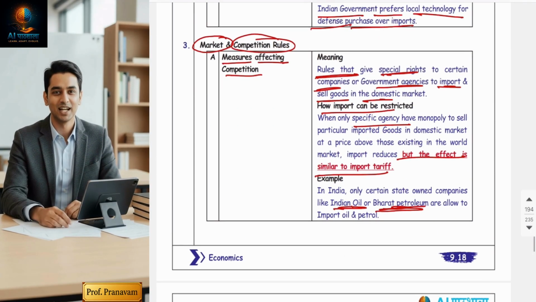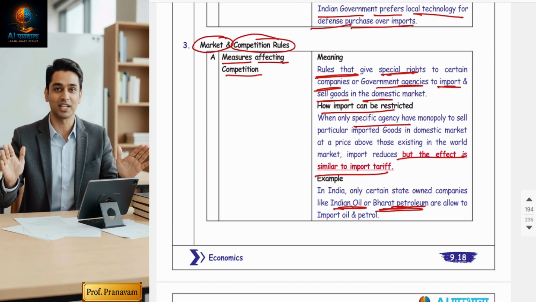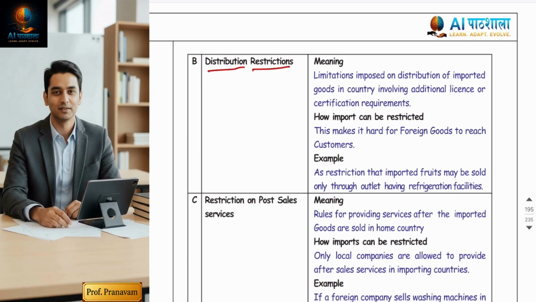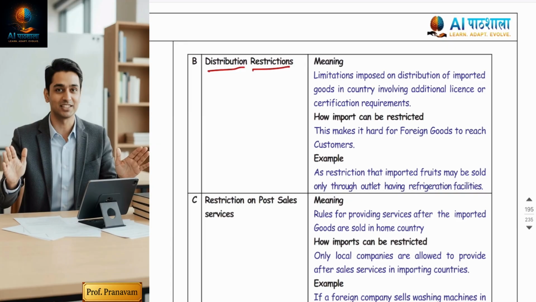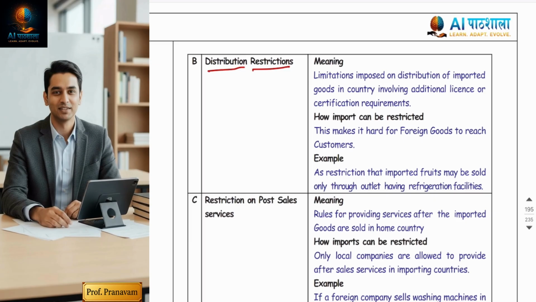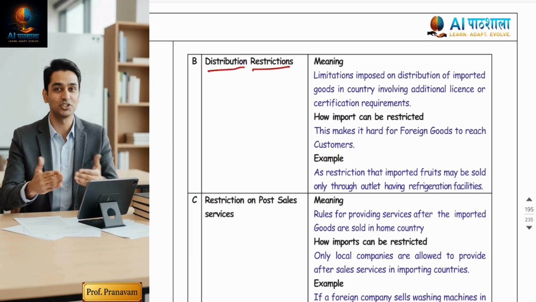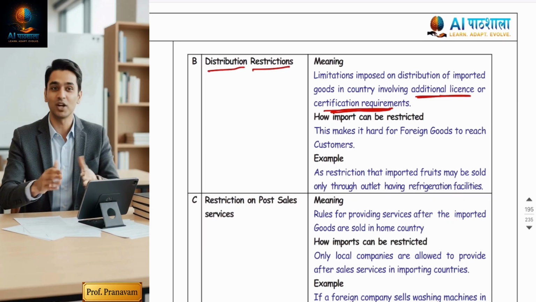Next is distribution restriction. In the first method, by giving licenses and importing permission to a few companies, they created a monopoly, so the competition has been changed. Now the distribution channel will be controlled, meaning how that product should be supplied in the market. When supply is controlled, import is restricted. How can distribution restrictions be made? Restrictions on distribution of imported goods through licensing or certification requirements. Means the government can come up with a rule that only those companies that have got the license can sell the goods in the market.